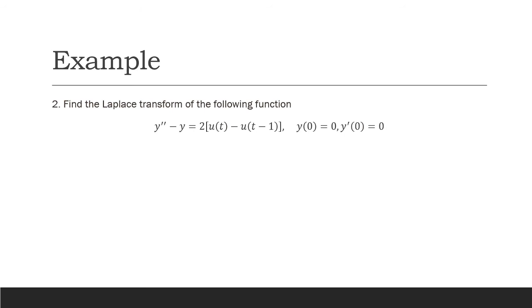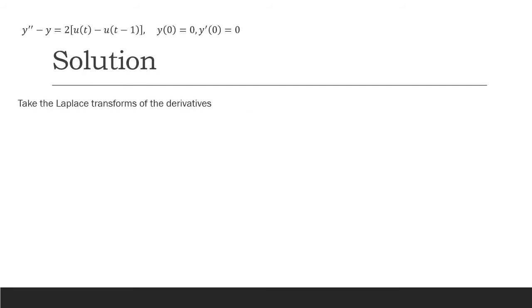Ayan. Another problem, let us find the Laplace transform daw of y double prime minus y is equal to 2 times u of t minus u of t minus 1 when y of 0 is 0 and y prime of 0 is also 0. So that is what is being asked in this problem. Given agad, naka-express na agad siya as a single expression yung ating u of t. So hindi na siya naka-sub-functions.